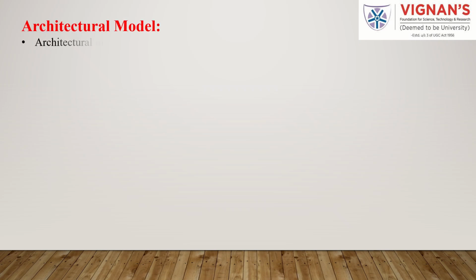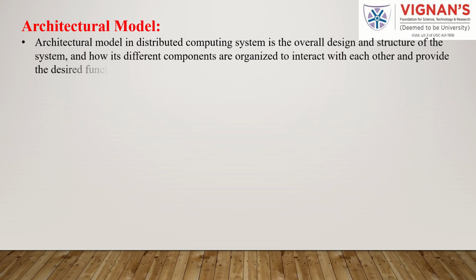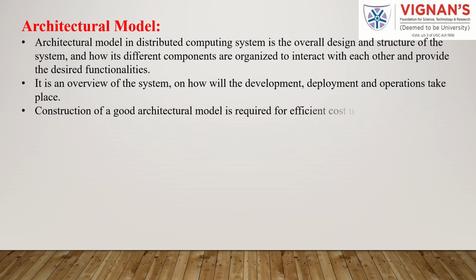Architectural model. Architectural model in distributed computing system is the overall design and structure of the system, and how its different components are organized to interact with each other and provide the desired functionalities. It is an overview of the system, on how the development, deployment, and operations will take place. Construction of a good architectural model is required for efficient cost usage and highly improved scalability of the applications.